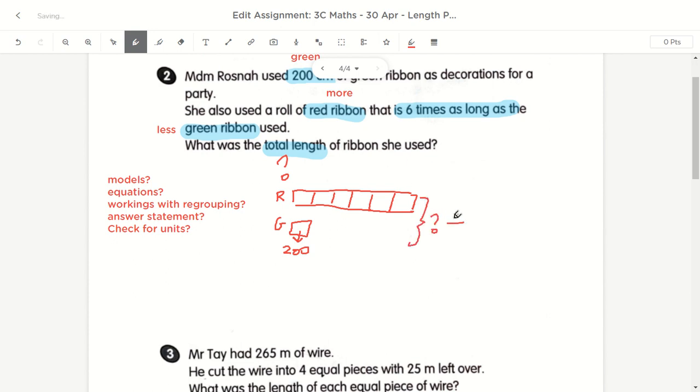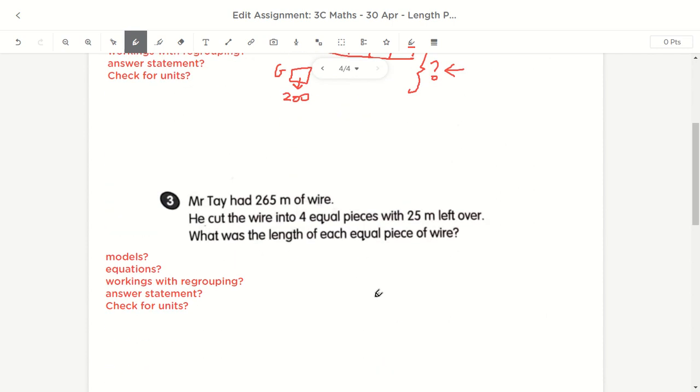So how do you find the total length of ribbon used? Red is 6 times as long as the green ribbon. Green is 200 cm. What is the total length you use? Which is this question mark. With the models drawn for you already, I want you to work it out and tell me the answer. And of course I want you to try question 3 by yourself, everything included. So with that I'll leave you to do this.